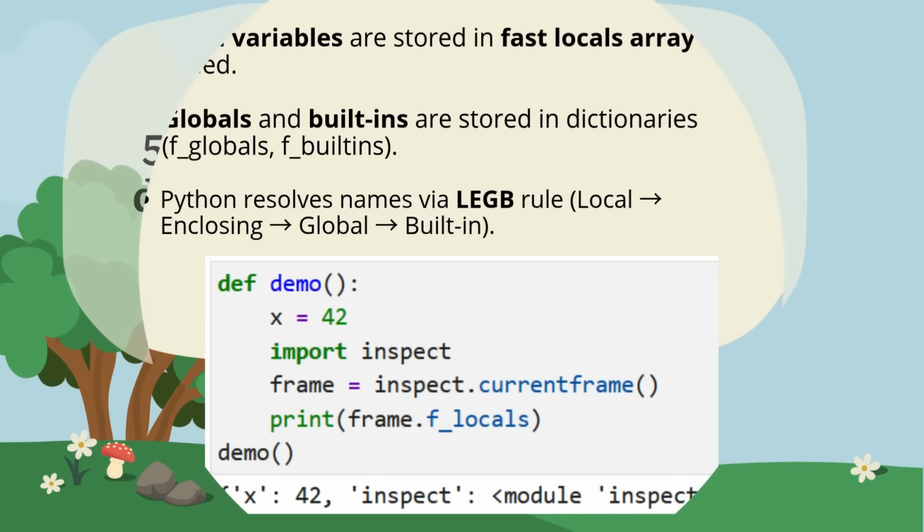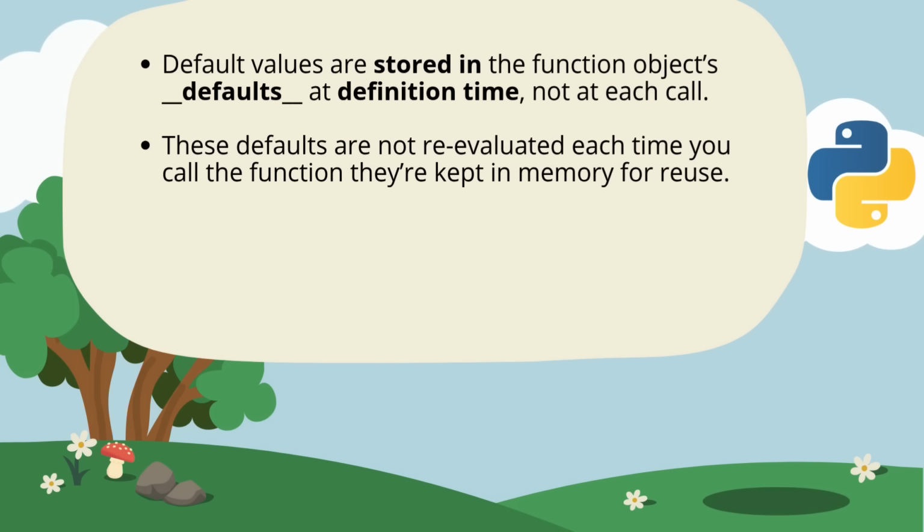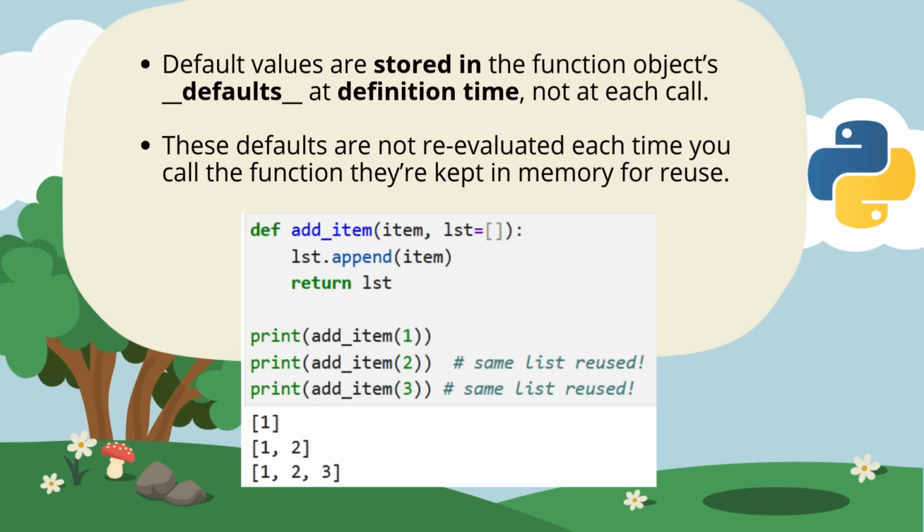Next question, why are Python function defaults evaluated only once? Because default values are stored in the function object's __defaults__ at definition time, not on each call. This causes the famous mutable default argument gotcha.